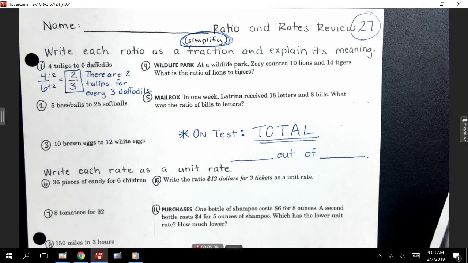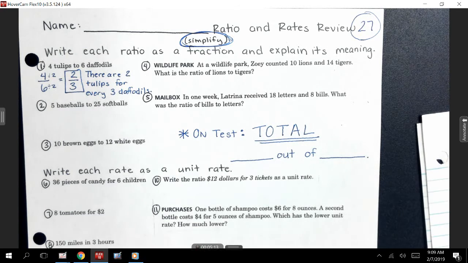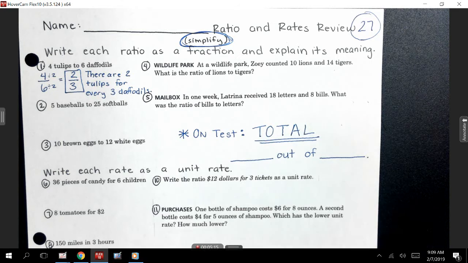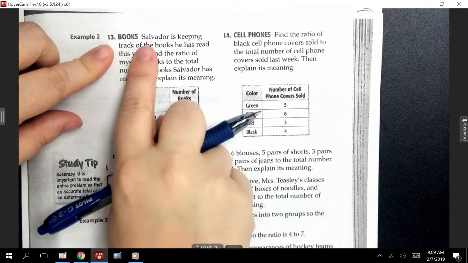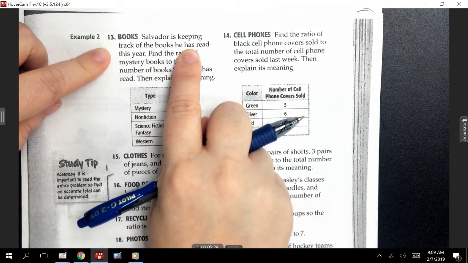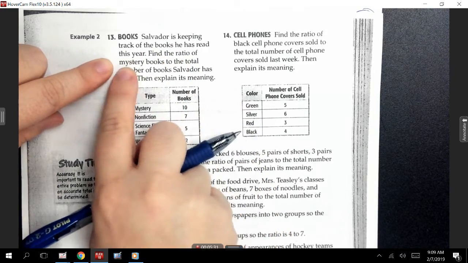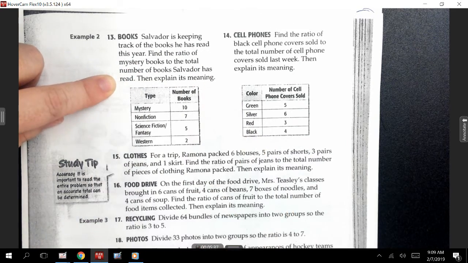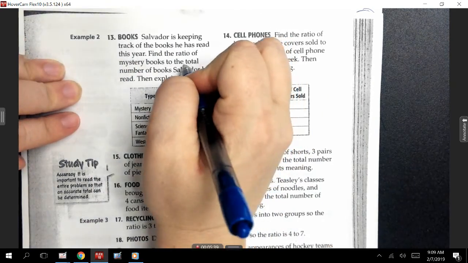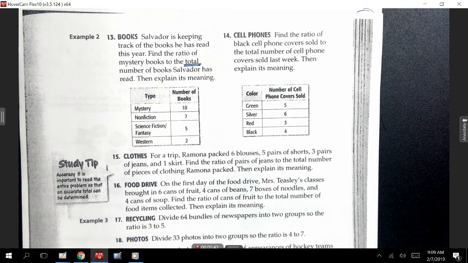All right, and I know there's not one on the test, but I happen to have an old homework sheet here from what we did on Monday. So I thought it might be a good idea for us to look at one that we did on Monday. Let's look at this number 13. So you can see this is where Salvador is keeping track of the books he has read this year. Find the ratio of mystery books to the total number of books Salvador has read, and then we want to explain its meaning. So do y'all see the word total? All right, again, that's where I know I'm going to have to use "out of." All right? So let's look at the first thing.